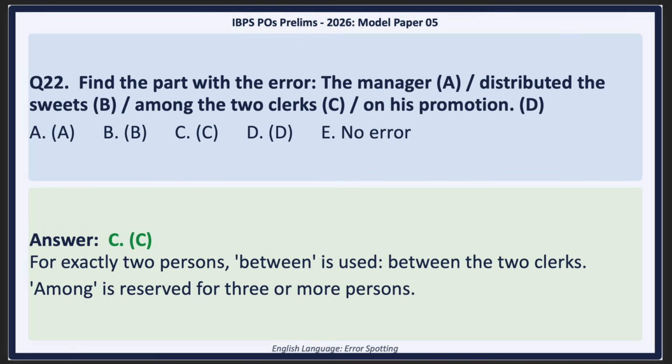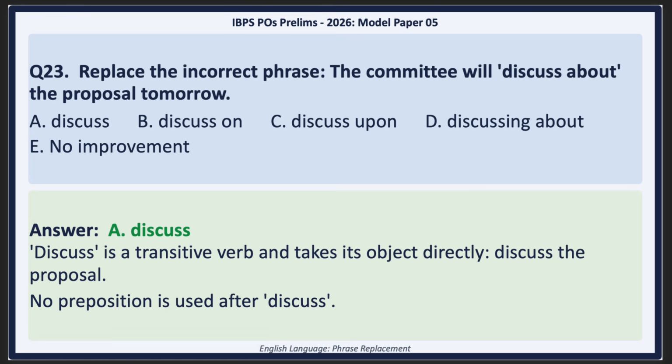Moving to phrase replacement, question 23. "The committee will discuss about the proposal tomorrow." The test says choice A is correct, meaning we need to drop the word "about." Why? Because "discuss" is a transitive verb.